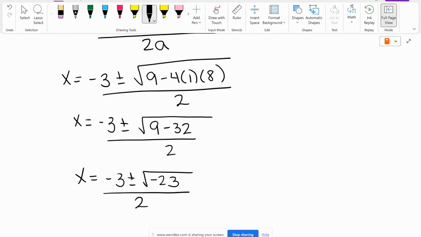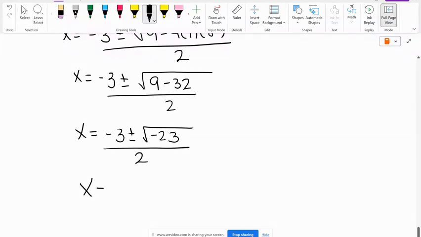What is the root of negative 23? You can't leave the negative in there. Never allowed to leave the negative. So what should we do? Pull out an i. Yep, we need to pull out an i. So x will equal negative 3 plus or minus i root 23 over 2.